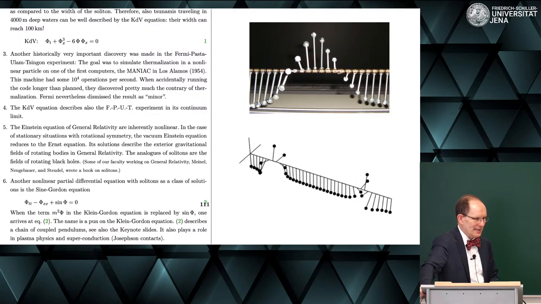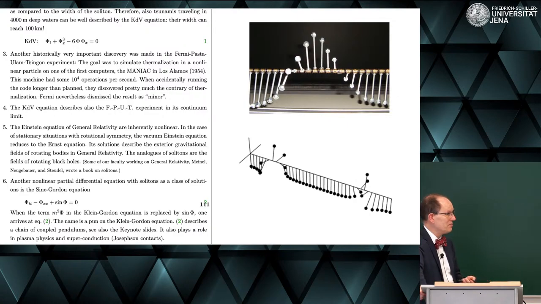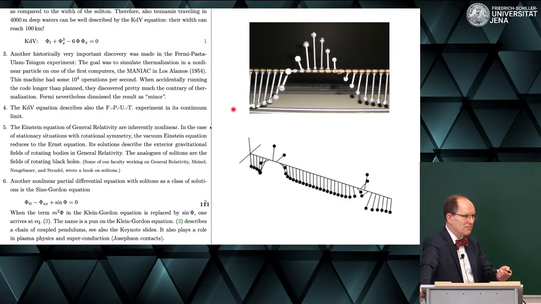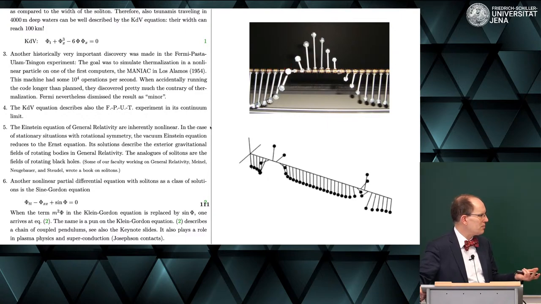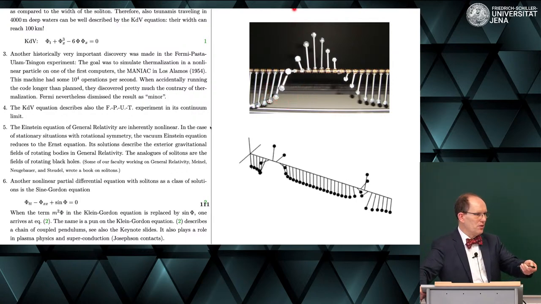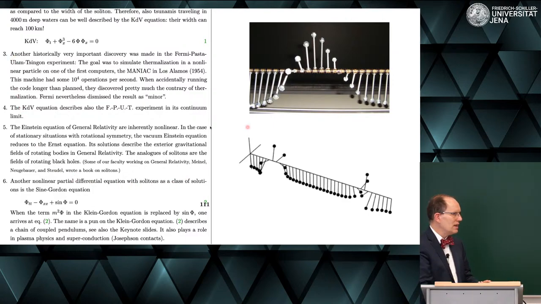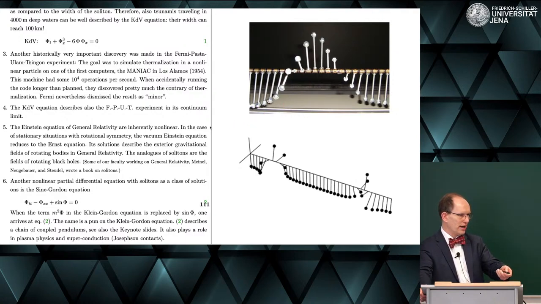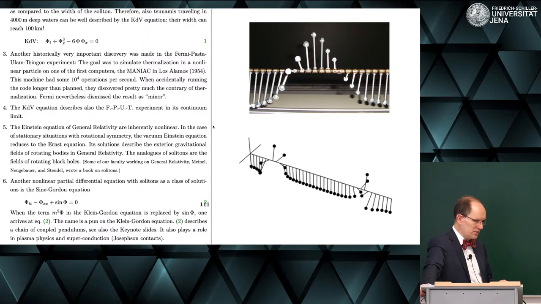It can be realized in a very nice way if you take coupled pendulums. Here you see these screw bolts, they are aligned on the string and coupled by spring forces. And now what you could do is to flip a few of them quickly over, such that this perturbation would then travel along this string. All right, so we also have an experiment in our collection here, then you can actually observe solitons.